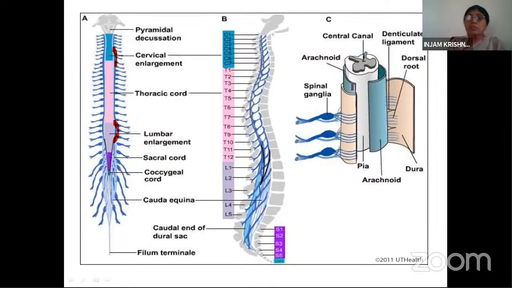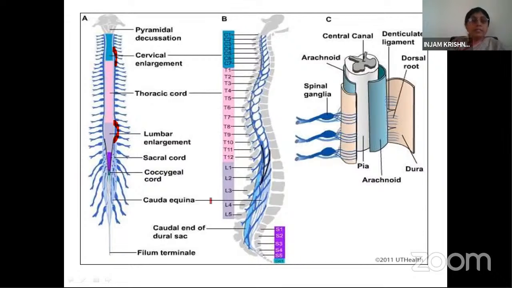And what are those? These are the three layers. Just like the brain, the spinal cord also has three layers. Already I told you: dura, arachnoid, and pia. This is the outermost, this is the middle arachnoid, and this is the innermost. This is the actual structure when we do the TS section, we can see it like this.